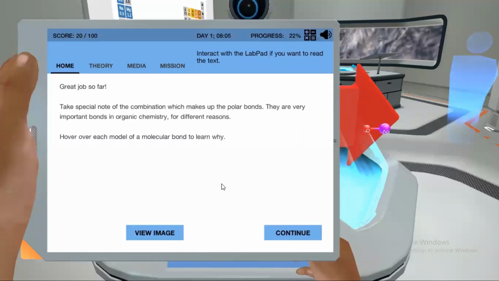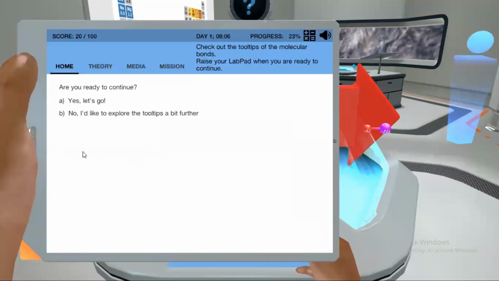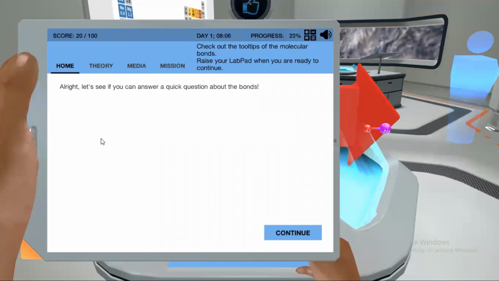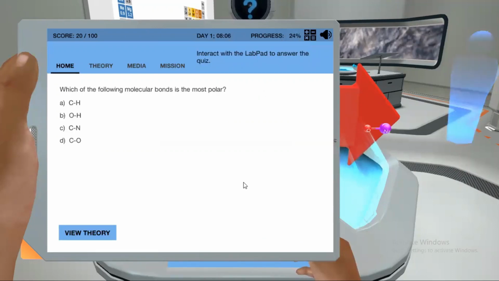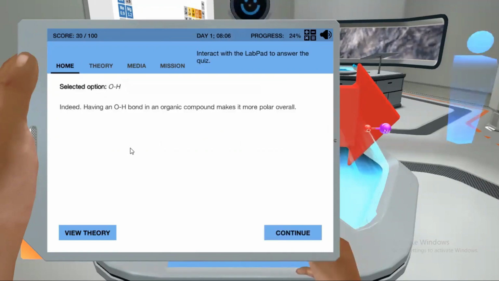Great job so far. Take special note of the tooltips of the molecular bonds. Are you ready to continue? Alright, let's see if you can answer a quick question about the bonds. Which of the following molecular bonds is the most polar? Indeed, having an OH bond in an organic compound makes it more polar overall.